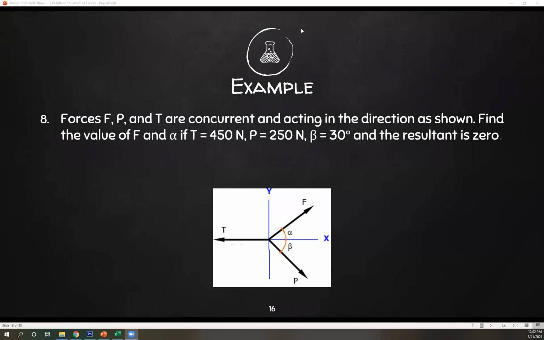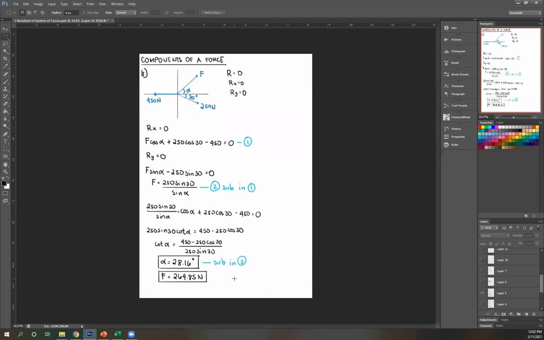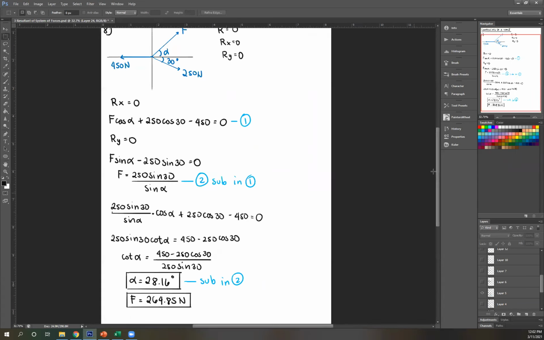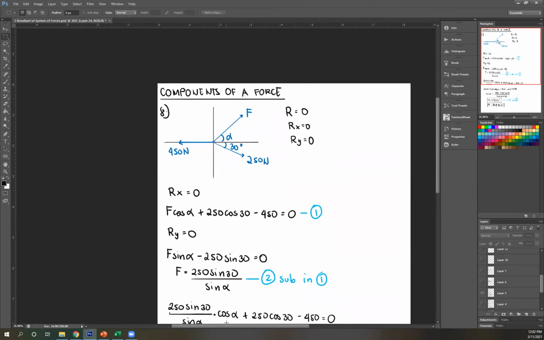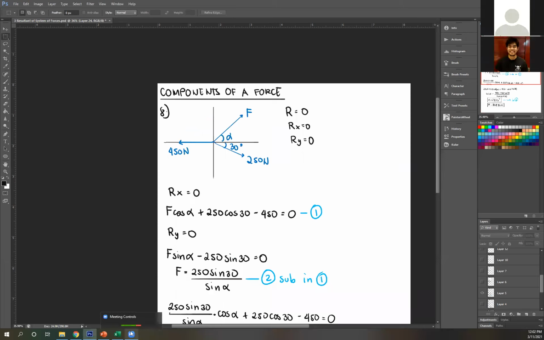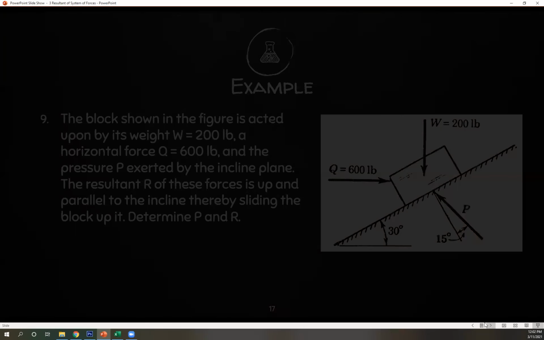Last meeting, we discussed up to this number 8. So today we'll just continue with our problem solving portion. Once again, this is resultant of concurrent forces as well as components of a force. So moving on to number 9.